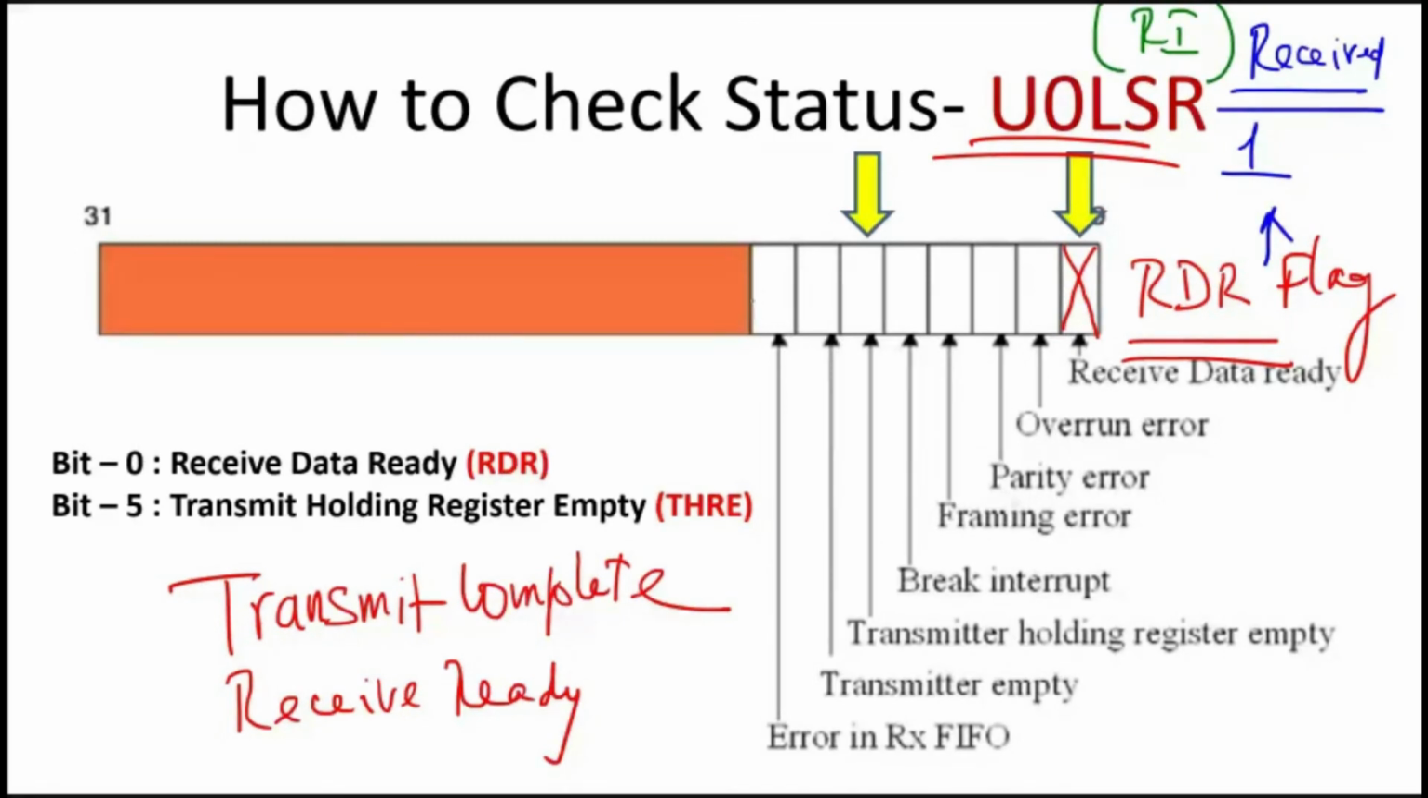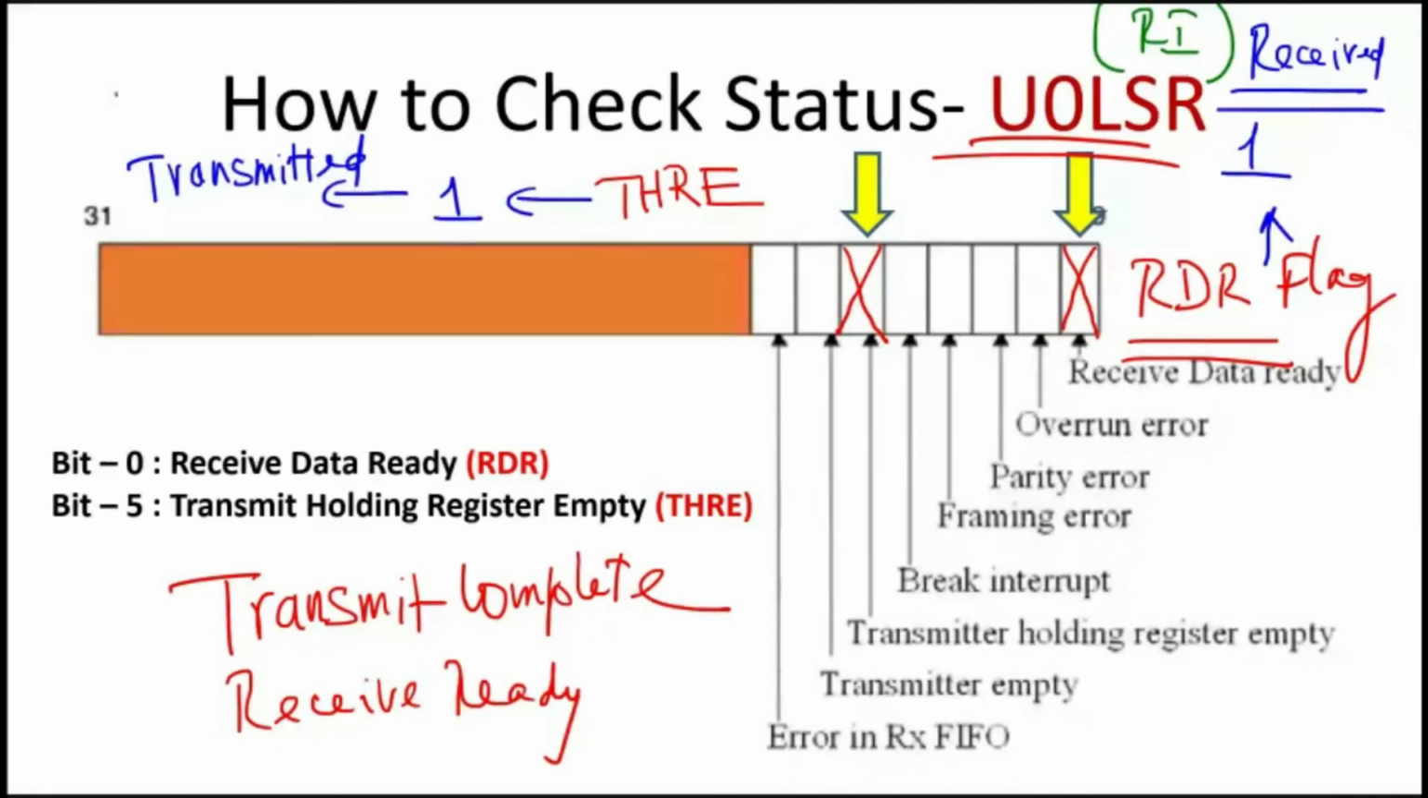The fifth bit of your status register is called the transmit holding register empty flag. What is the meaning of this? When this is equal to 1, it means whatever you have put into the transmit holding register has been successfully transmitted. This is equivalent to the transmit interrupt flag of the 8051.